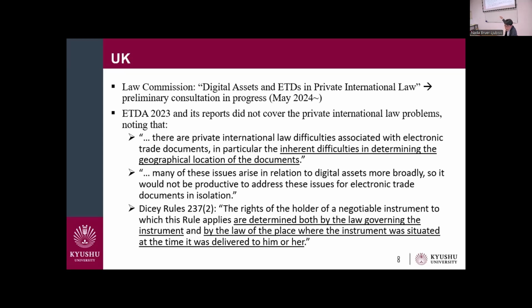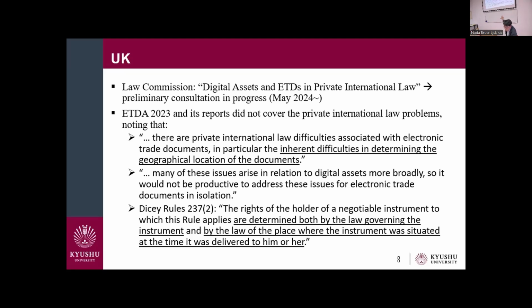It also further says that many of these issues arise in relation to digital assets more broadly, so it would not be productive to address it. The reason is that the formulation of law for digital assets has been in progress, so they decided to wait for developments on the digital asset law side. That's why private international law was not dealt with in this Electronic Trade Documents Act.